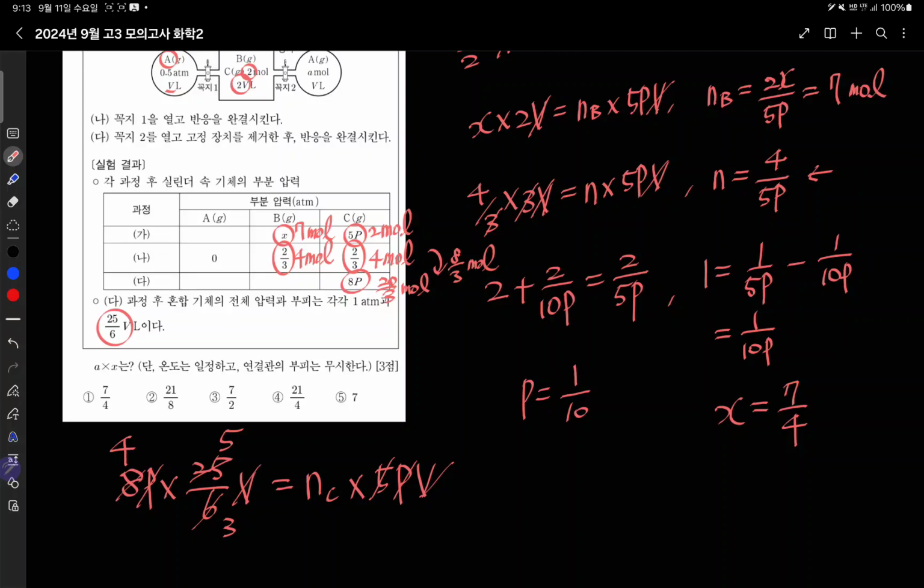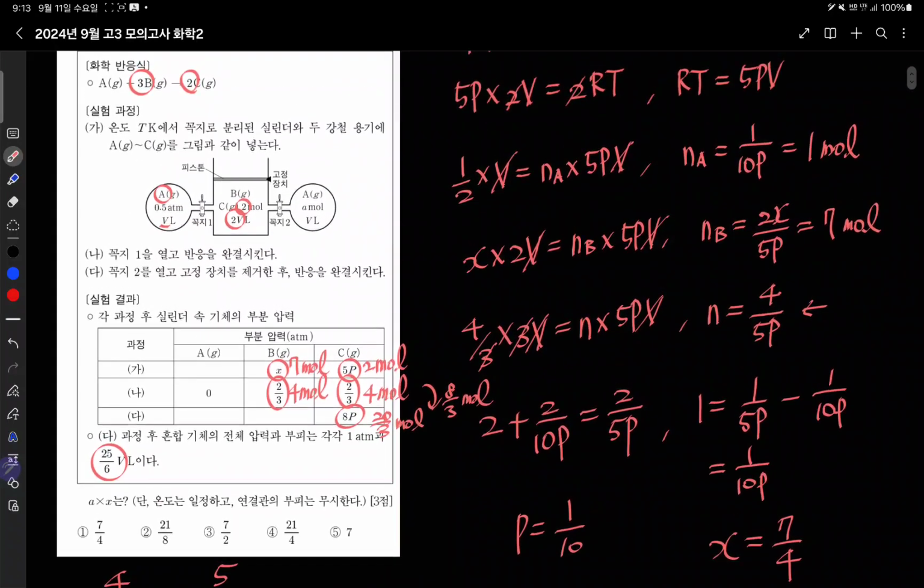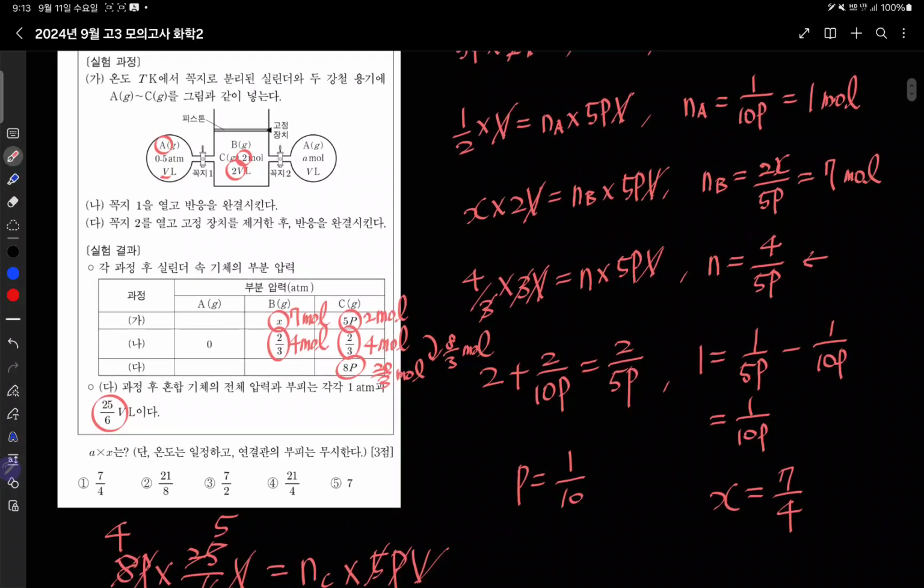And to do that, the gas B should be all consumed because 2/3 of 4 is equal to 8 over 3. So now there is no gas B after the second reaction. And the partial pressure of gas C is 4 over 5 because P is 1/10. And to make the total pressure 1 atm, partial pressure of gas A is 1/5.